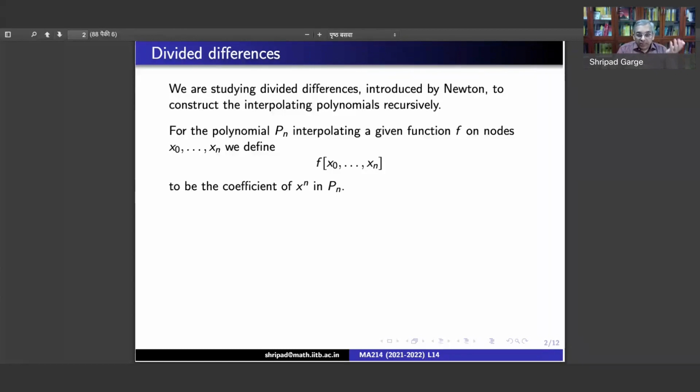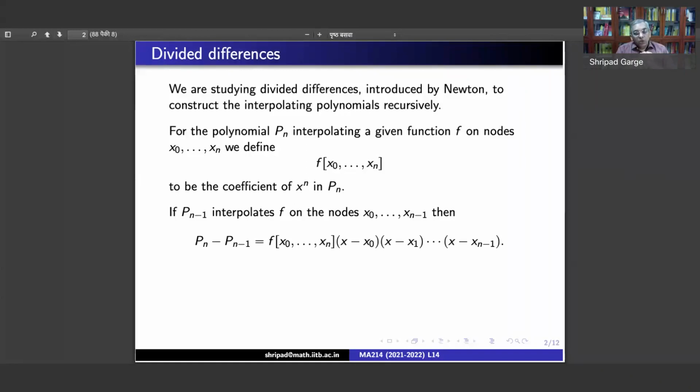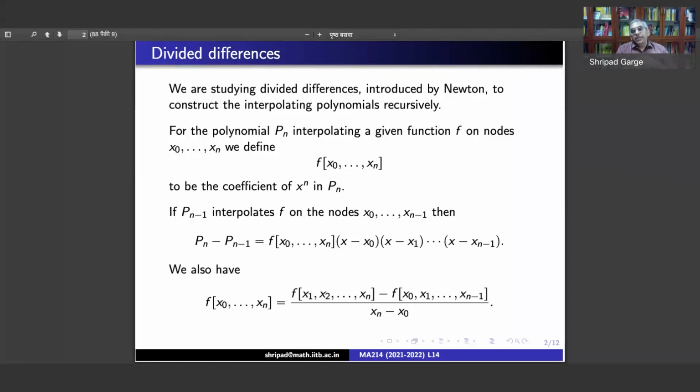And we also have a formula for writing Pn in terms of this divided difference and Pn minus 1. So there is a recursive way to define or to compute these interpolating polynomials using the divided differences. And for the divided differences themselves, we have a formula. So these are some of the interesting things.